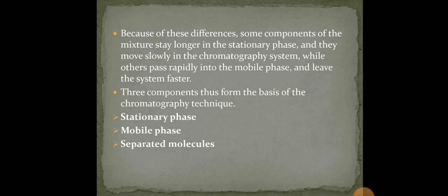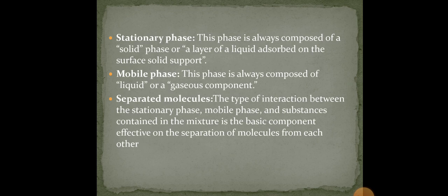The three components that form the basis of the chromatography technique are the stationary phase, the mobile phase, and the separated molecules. First, the stationary phase. This phase is always composed of a solid phase or a layer of liquid that is adsorbed on the surface of a solid support. Mobile phase. This phase is always composed of a liquid or gaseous component. Separated molecules. The type of interaction between the stationary phase, the mobile phase, and the substances contained in a mixture is a basic component that affects the separation of molecules from each other.